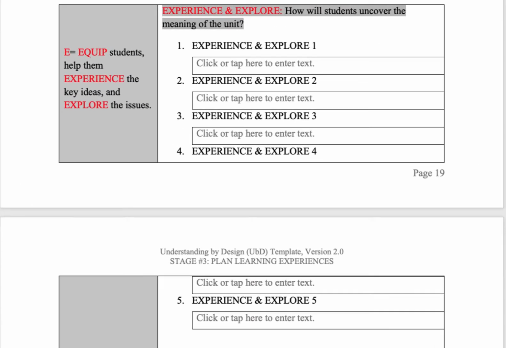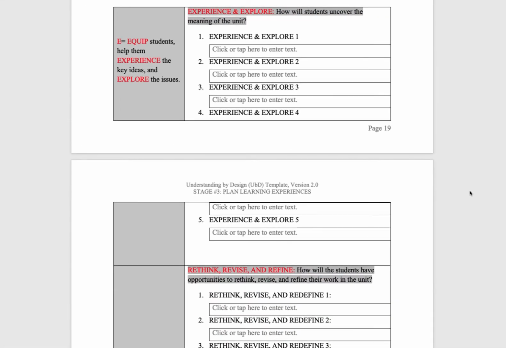The first E in WHERE TO stands for experience and equip. This is a space where instructors can list learning experiences that will transfer the big idea of the unit. These objectives are an opportunity for the students to make meaning of the lessons being taught in class.